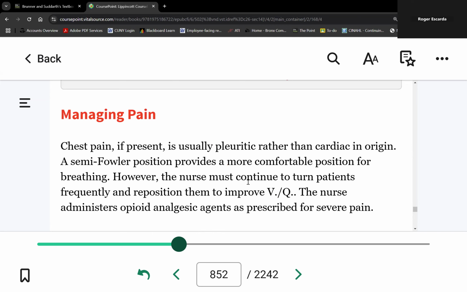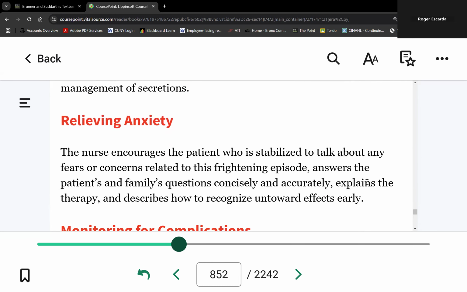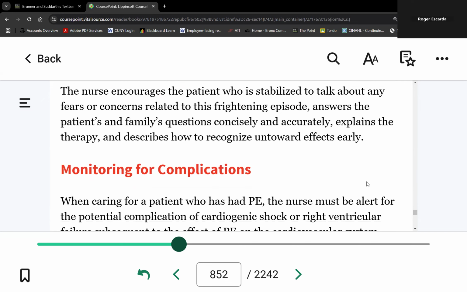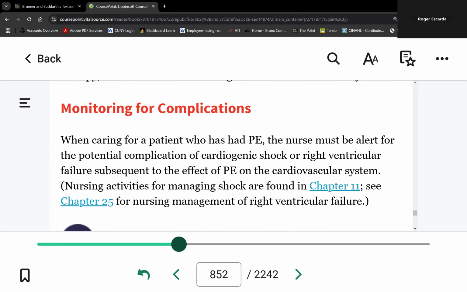And the rest of these are symptomatic management. So for pain, the patient may receive either NSAIDs or opioids. Give them oxygen, of course. The moment they enter the ER, that's the first thing we put on the patient: oxygen. Goal is 95% or better. Relieve anxiety. One of the manifestations was a sense of impending doom, so we do need to address that. And complications, of course, is shock, especially if it's unstable, hemodynamically unstable, or massive PE.